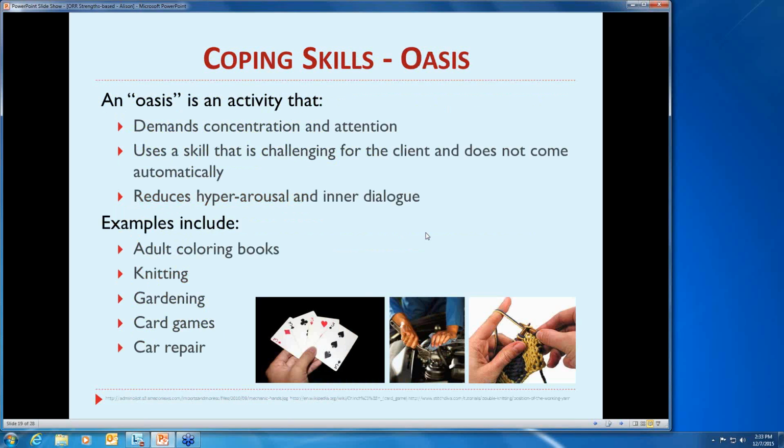So an Oasis is an activity that requires concentration and attention and helps reduce hyperarousal and inner dialogue. And the reason it's called Oasis is because it creates a mental oasis for people with PTSD. So the specific activities that work vary from client to client. If it's an activity that comes like second nature, it won't be a good Oasis activity for them. It needs to be something that requires a little bit of concentration.